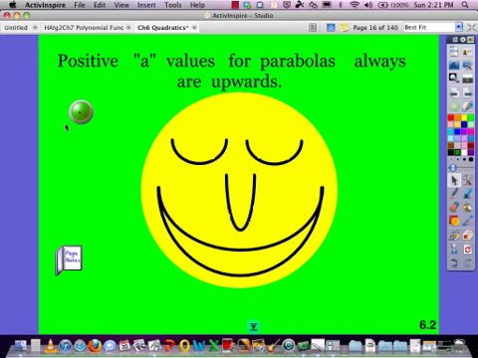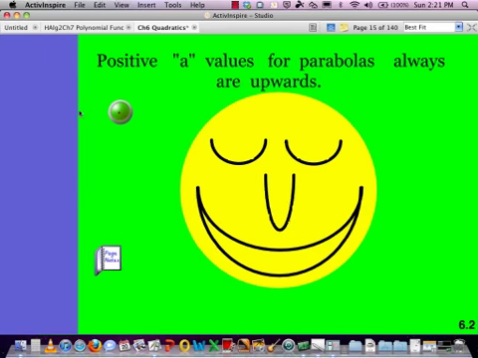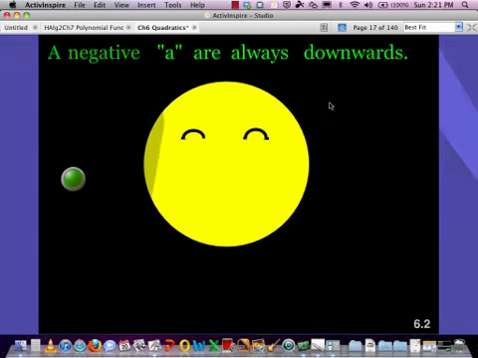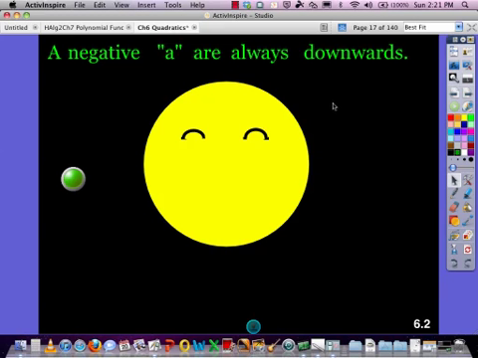Next question. How many have negative A values? Well, if 5 of them had positive, what does that leave? So going back to your work, a negative A value always goes down. There were only 2 downward parabolas in that smiley guy.